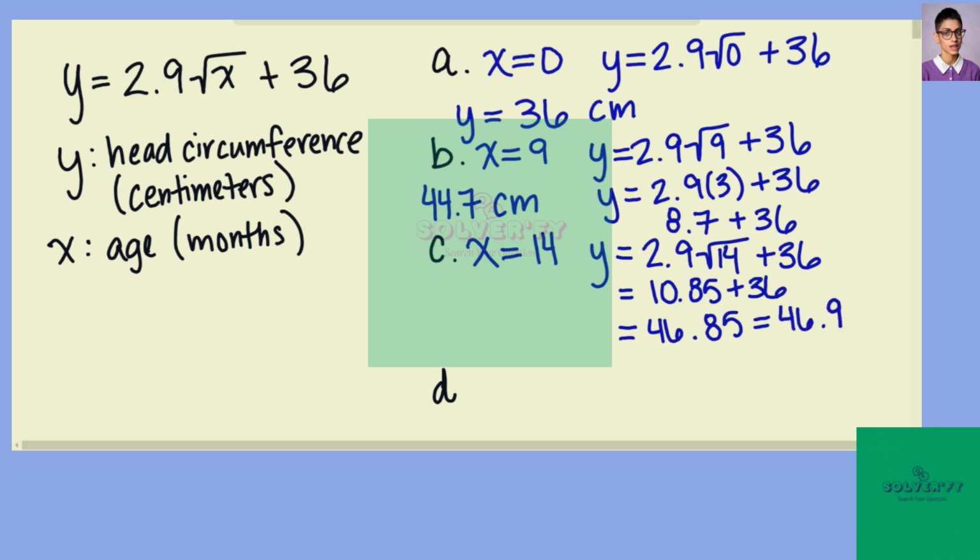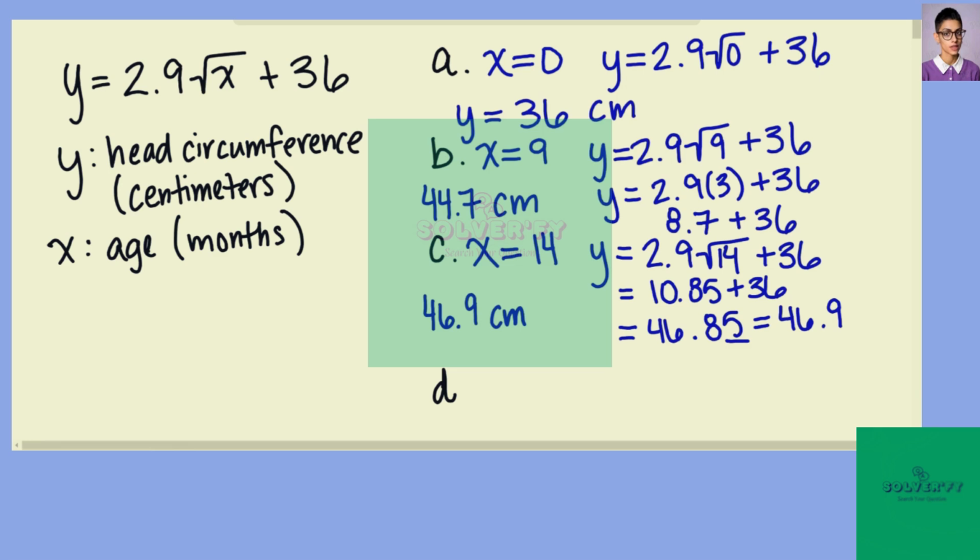46.9. Remember, we look at the next digit, and if it's 5 or higher, we round up. So in this case, for prompt C, we would answer 46.9 centimeters. Again, it's asking for head circumference, and head circumference is given in centimeters.